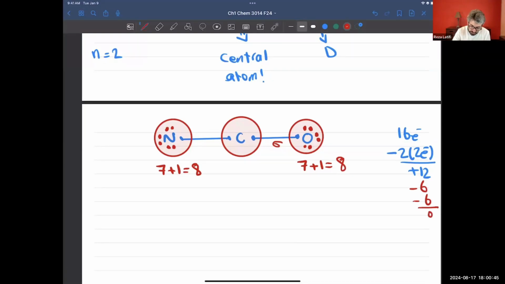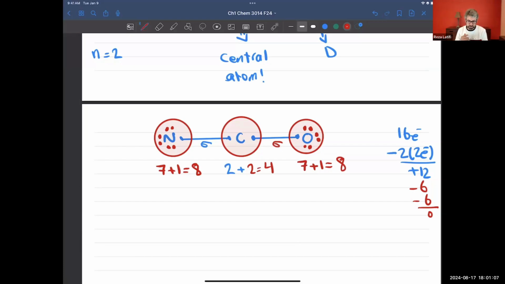How about carbon? For carbon, I see 2 electrons inside the circle and it made 2 bonds, so you say plus 2 bonds. In total, we have 4 electrons. Carbon is not octet. You need to make carbon octet. Remember, in organic chemistry, we cannot have carbon with less than 8 electrons. Otherwise, it will be unstable.